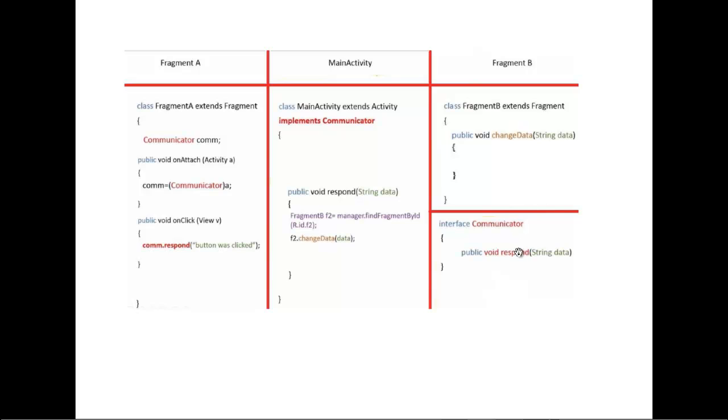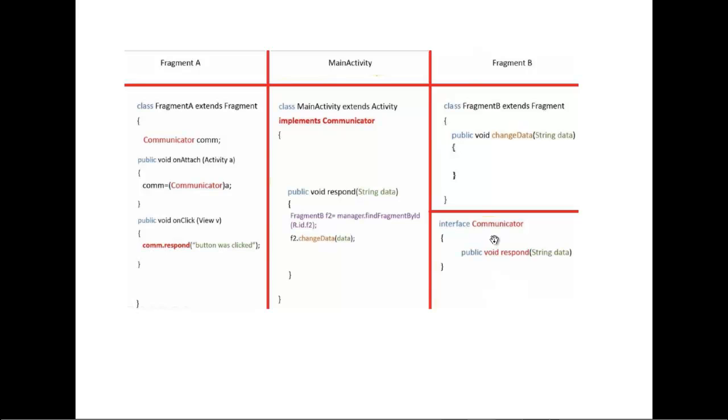Now our goal is to provide communication between two fragments, let us call them fragment A and fragment B. It is not possible to provide the communication directly. The communication should go via the main activity. So for this, the first step is that we need to create one interface.